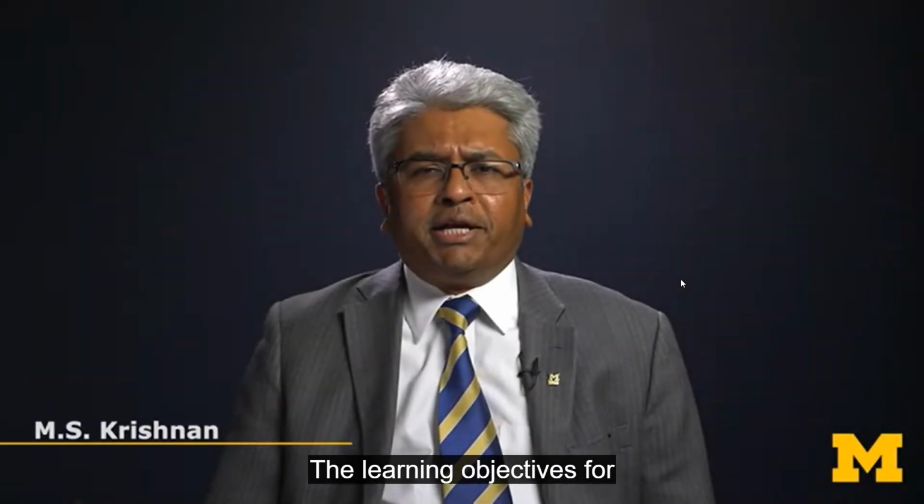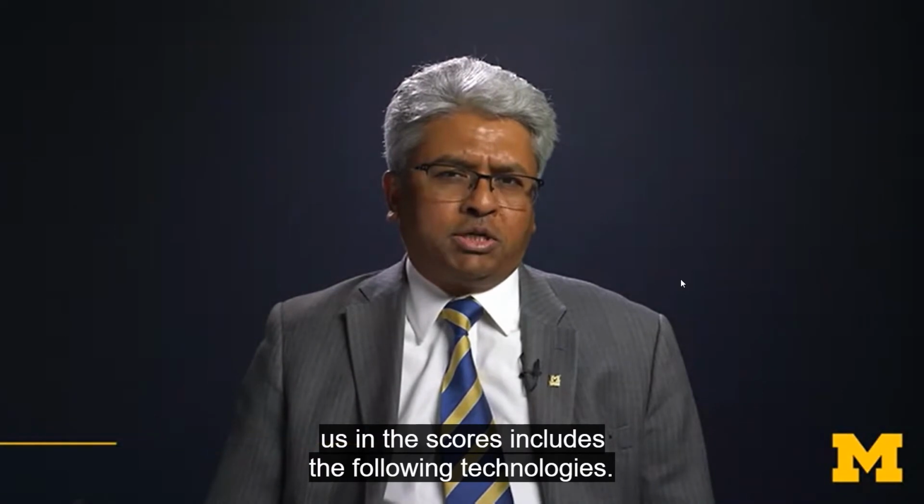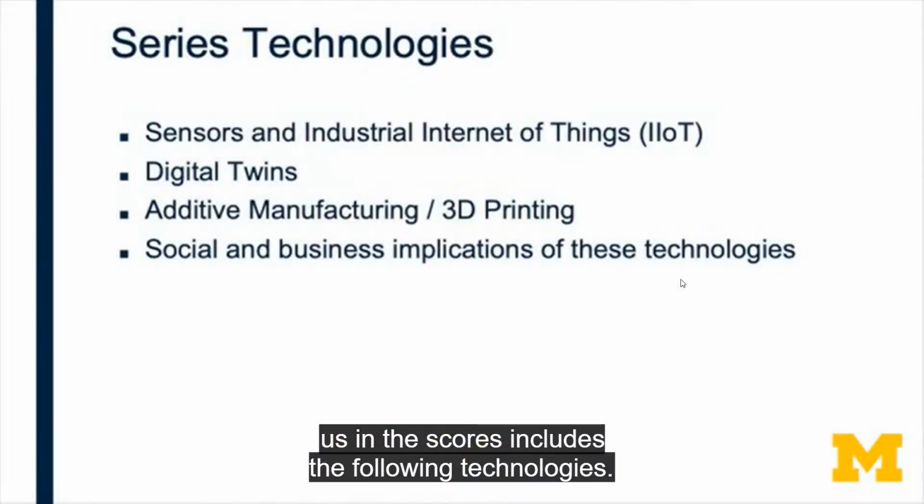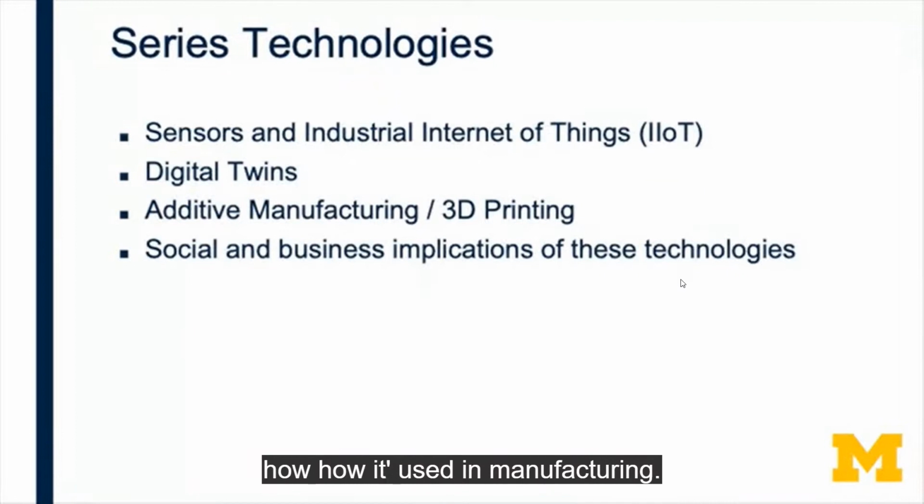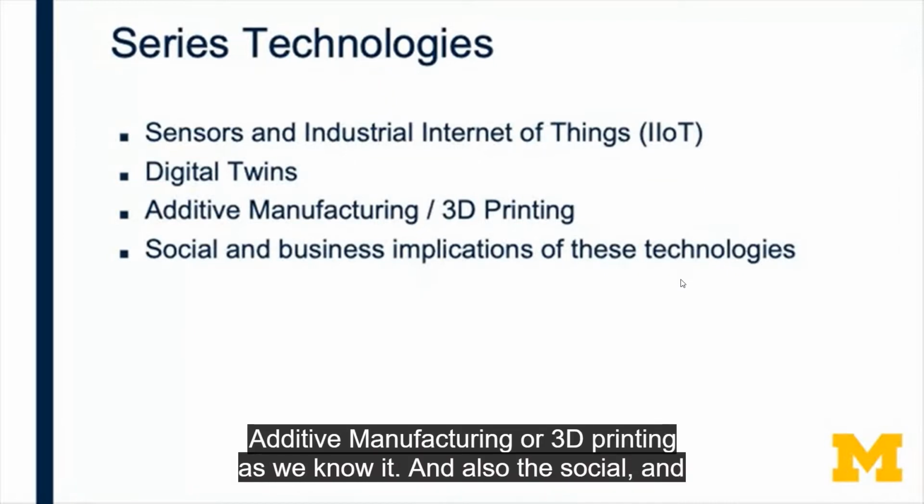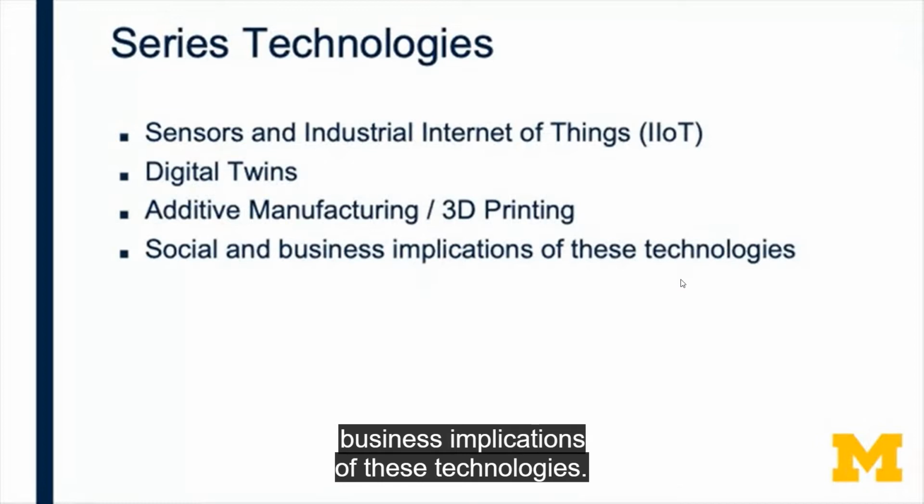The learning objectives for us in this course include the following technologies: sensor technologies, industrial Internet of Things; digital twins technology and how it is used in manufacturing; additive manufacturing or 3D printing as we know it; and also the social and business implications of these technologies.